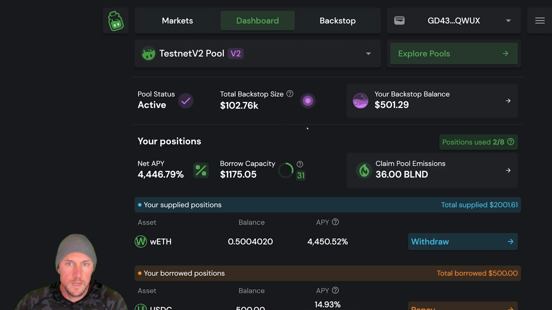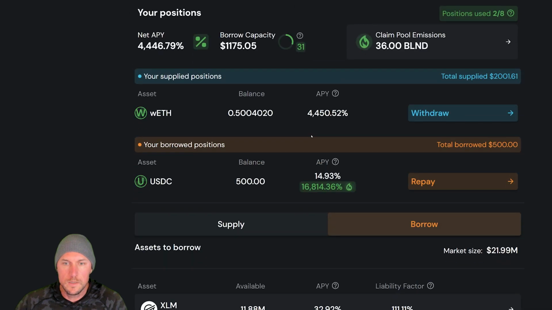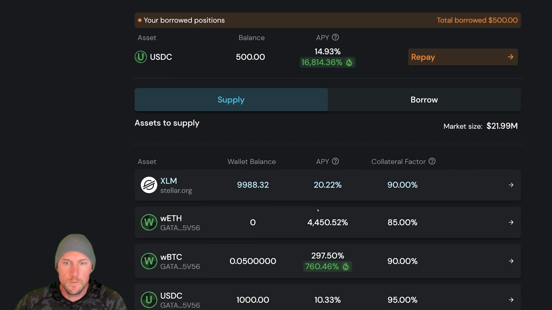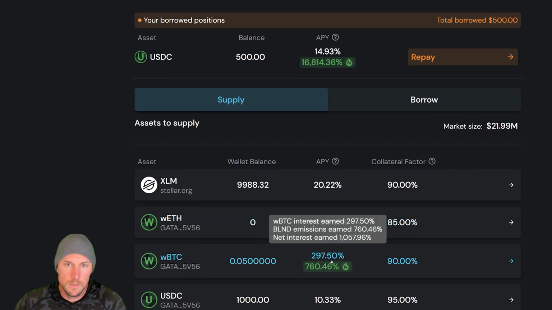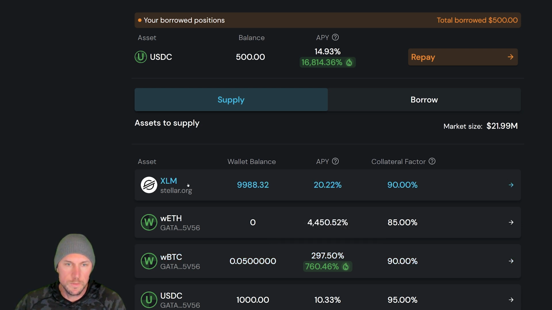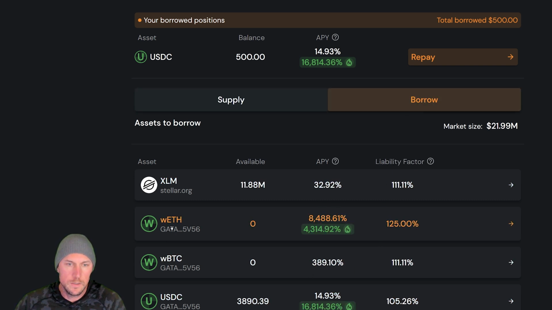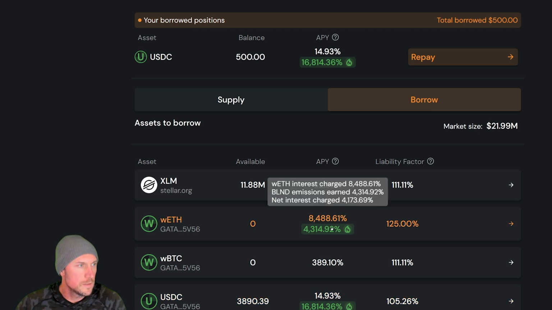So let's look at a pool on the testnet real quick. You can see this testnet pool has blend emissions assigned to this wrapped Bitcoin on the supply side. So if you were to supply XLM or ETH or USDC here, you would not earn blend emissions for those. And on the borrow side, you can see the ETH and USDC borrows get blend emissions.